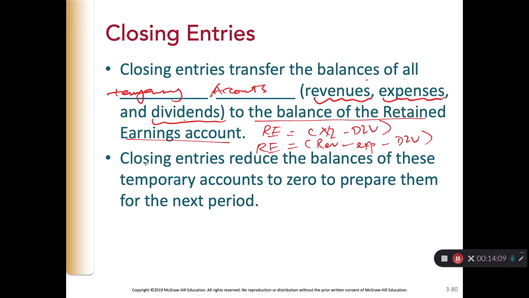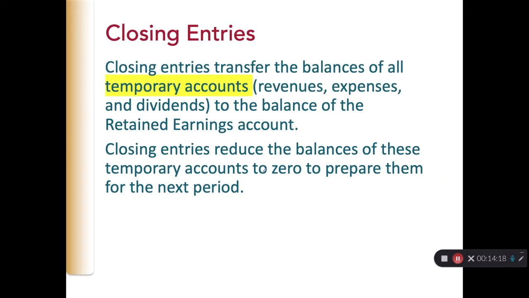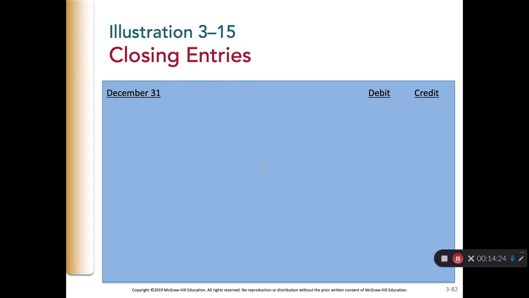And how do we do that? We use closing entries to reduce the balances of these temporary accounts to zero to prepare them for the next period. Okay, closing entries transfer the balances of all temporary accounts. Okay, so this is the answer for the previous slides. Let's see, how do we do that? Three accounts, revenue, expenses, and dividends, we need to clear out.